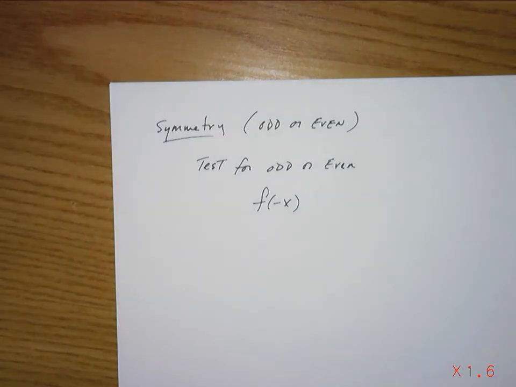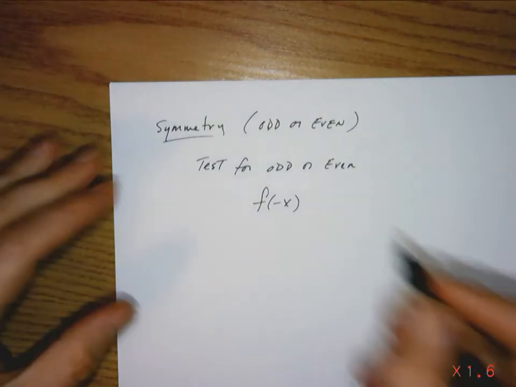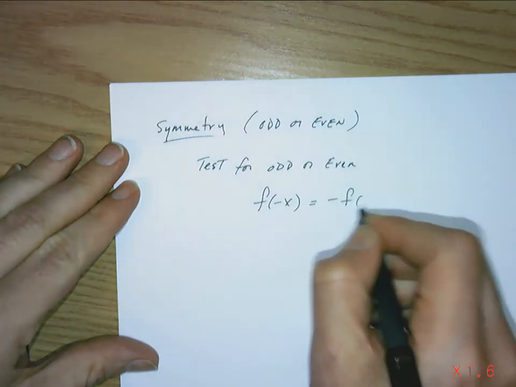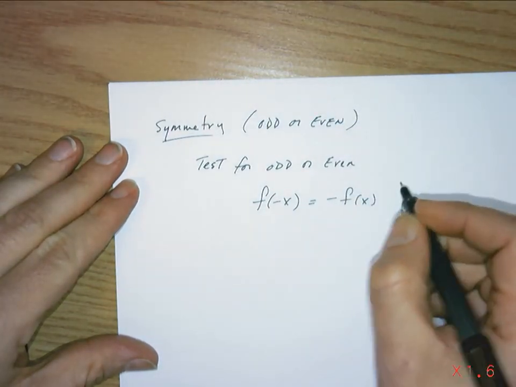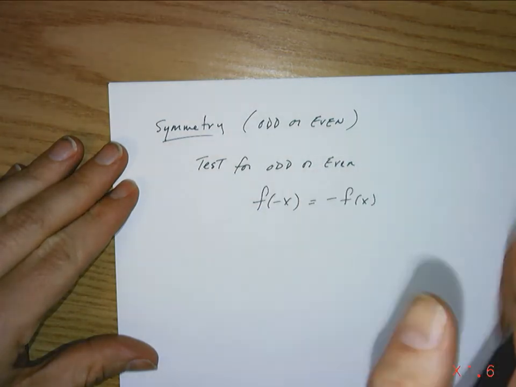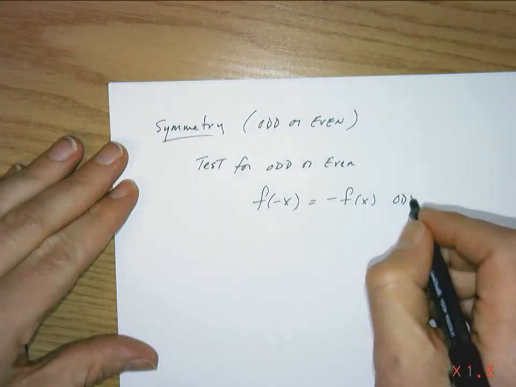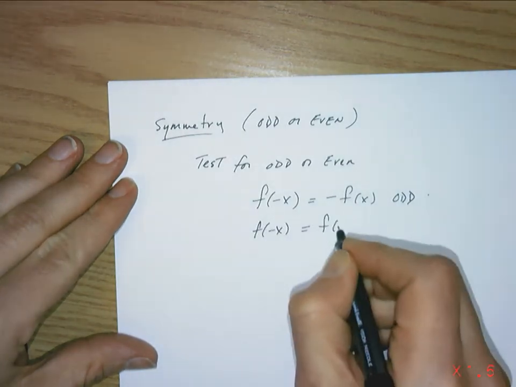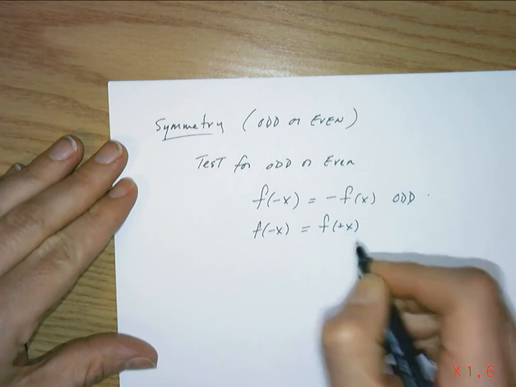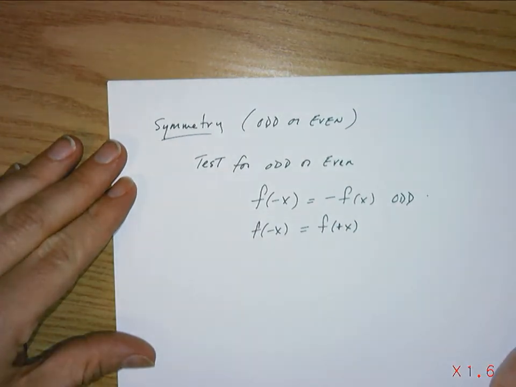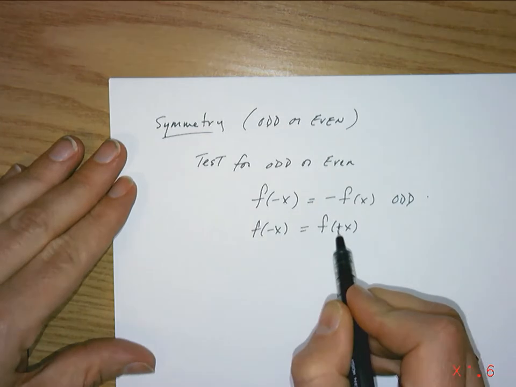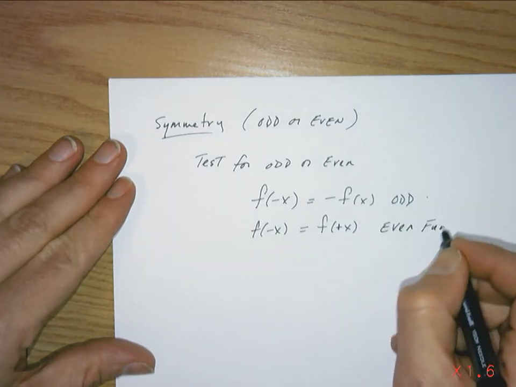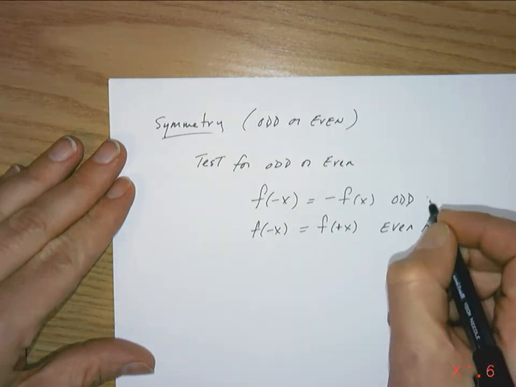negative x everywhere there are x's. And if this equals negative f of x, then you have an odd function. And if negative x gives us the same as putting in a positive x, then that will give us an even function.